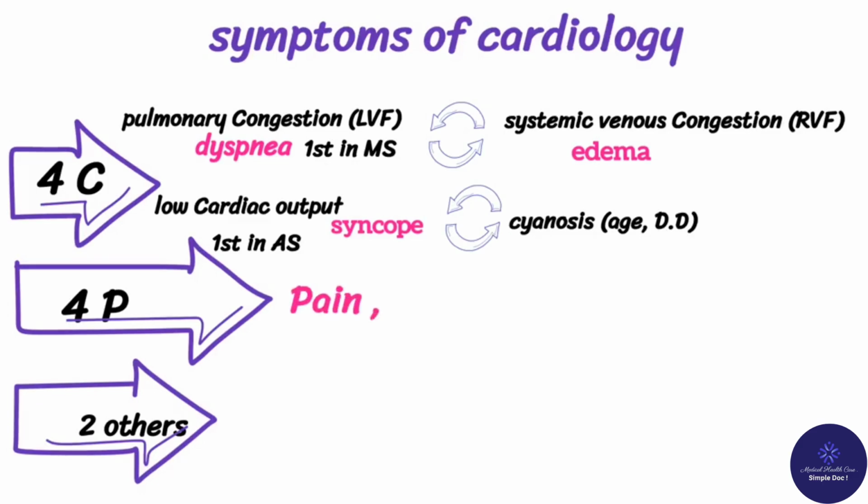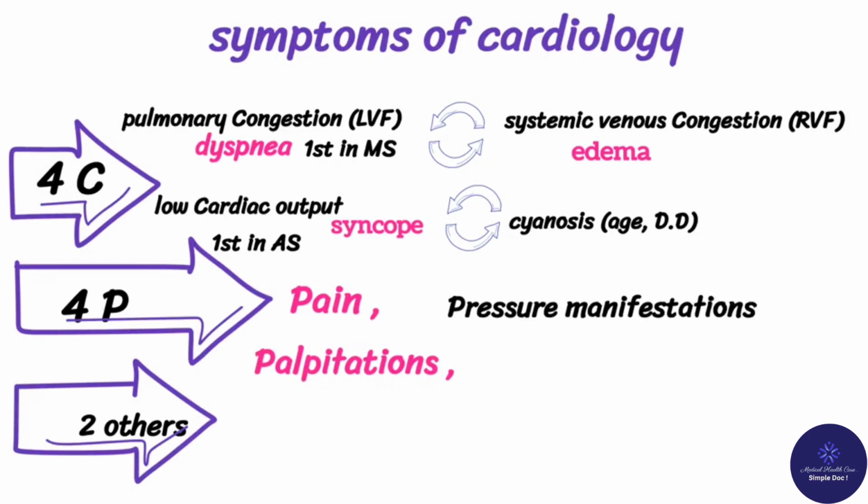Pain, it's the main symptom, discussed later. Palpitations due to arrhythmia, discussed later. Pressure manifestations: the most posterior chamber of the heart is the left atrium, which is markedly enlarged in mitral stenosis and mitral regurgitation, causing pressure symptoms on the trachea, brassy cough; bronchus, dyspnea; esophagus, dysphagia. Left recurrent laryngeal nerve, hoarseness of voice, Ortner's syndrome. Superior vena cava, edema and cyanosis of face and upper limb. Blood pressure changes, discussed later.